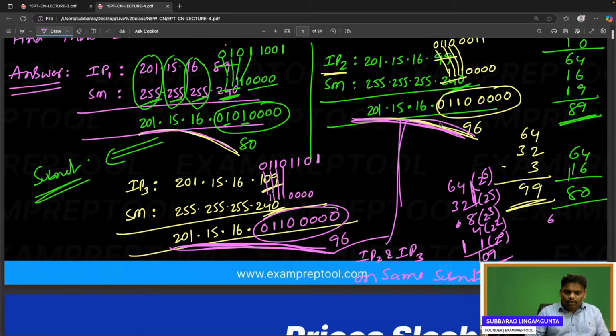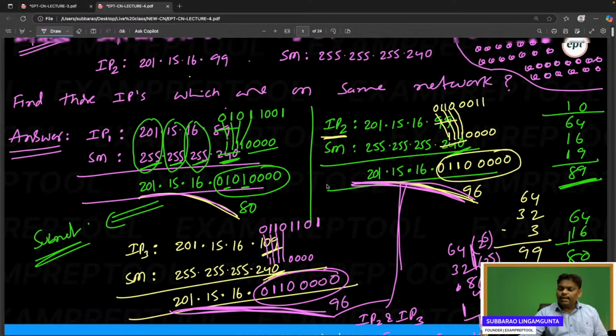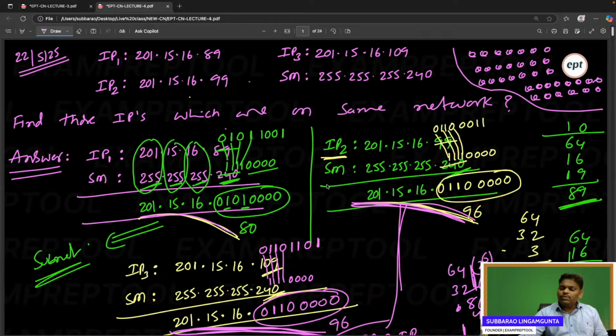Let me know if anyone has any doubt. It is the most expected question in the GATE exam. You will get more clarity as further classes go on. As of now, if you have an IP and a subnet mask, and you do the AND operation, you will get the subnet ID.